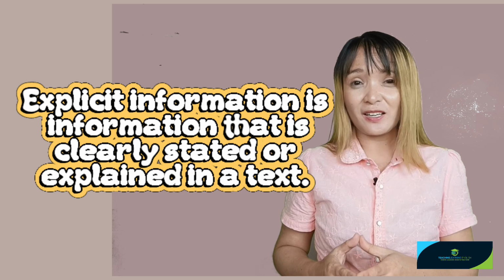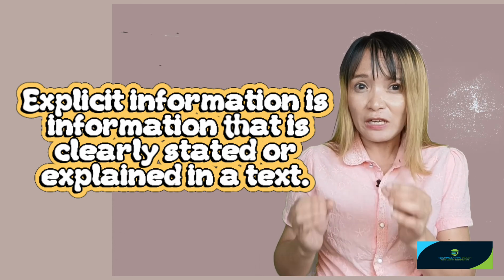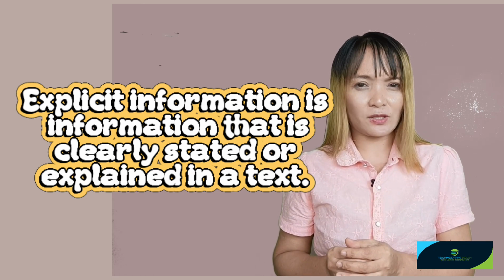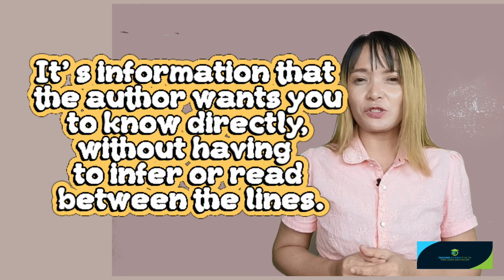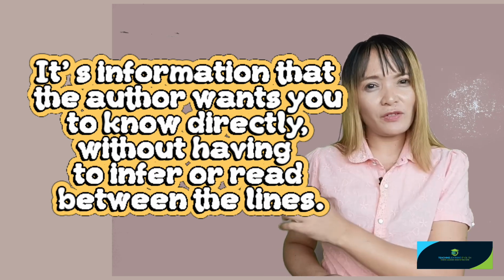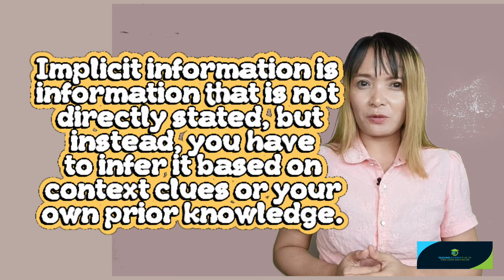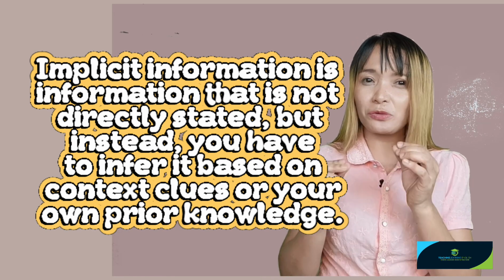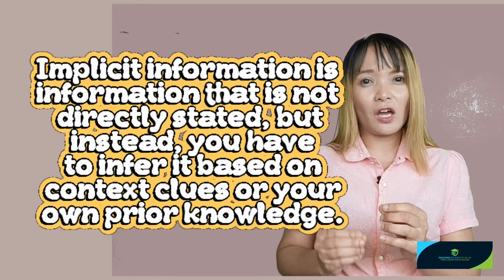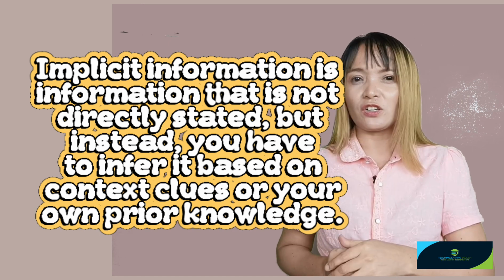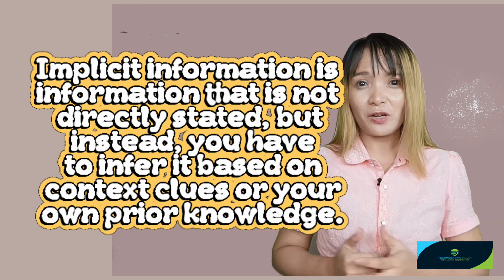Explicit information is the information that is clearly stated or explained in the text. It's information that the author wants you to know directly without having to infer or read between the lines. Implicit information, on the other hand, is information that is not directly stated, but instead you have to infer it based on context clues or your own prior knowledge.